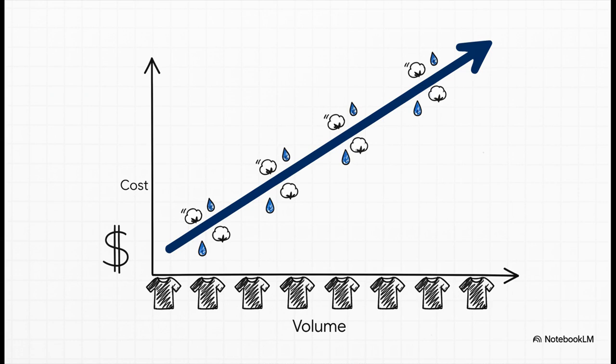Now, compare that to a variable cost, like our materials. This graph starts at 0. I mean, if we make 0 shirts, we spend 0 on cotton, right? But as our volume increases, that cost goes up in a nice, straight, predictable line. Every single shirt adds to the total.